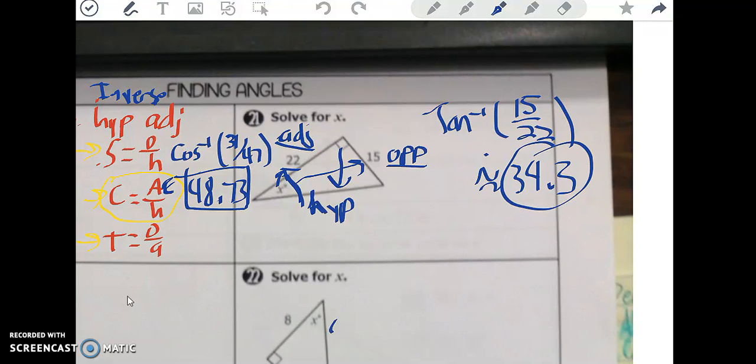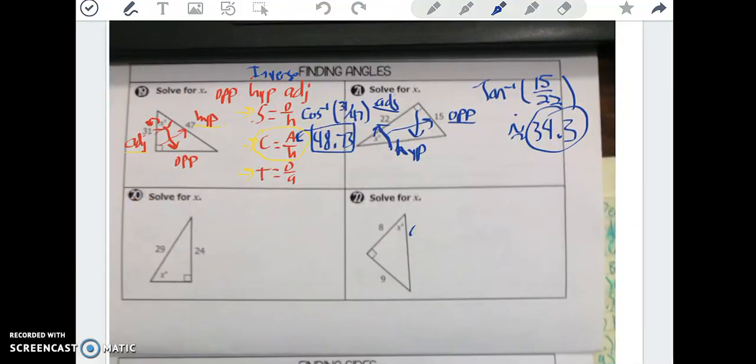Now I want you guys to do 20 and 22. Pause the video, work it out yourself, and then when you press play, I'll bring the answers for you. So pause it now.